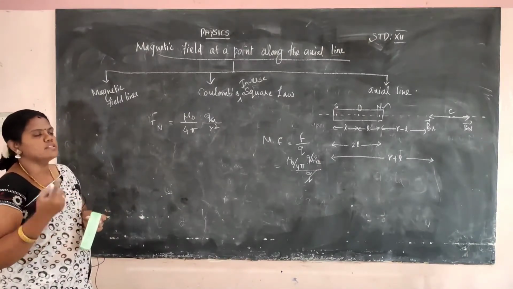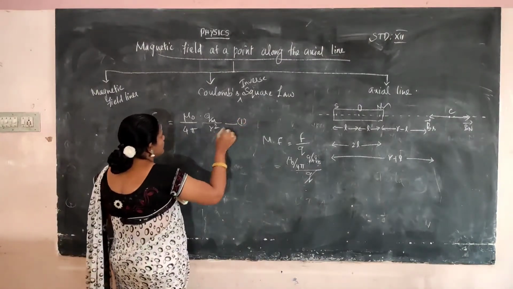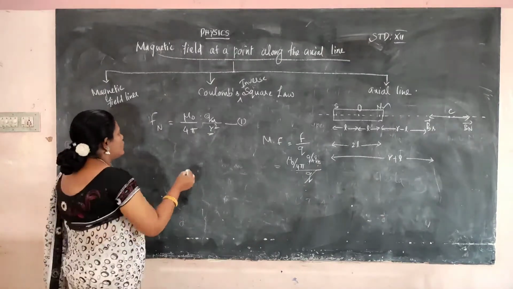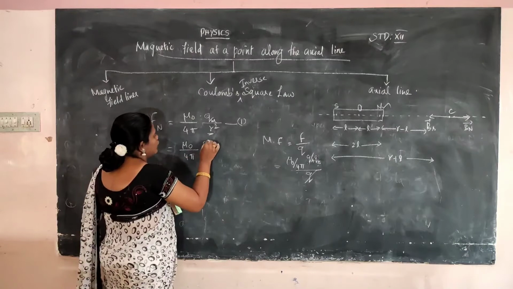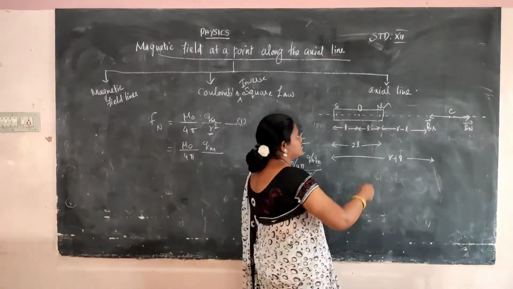So one pole strength, so Qm by r square. This is the first equation we consider, but this is the r part. r part is the distance. So we consider mu naught by 4 pi, Qm by the distance r. Now we calculate the distance.